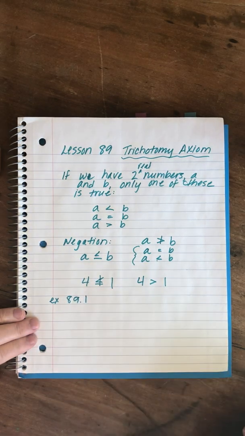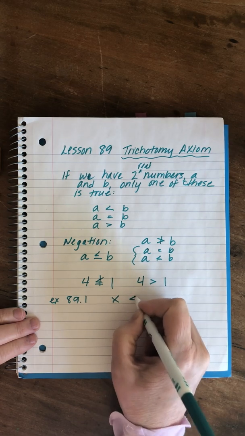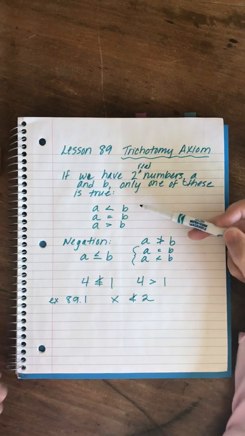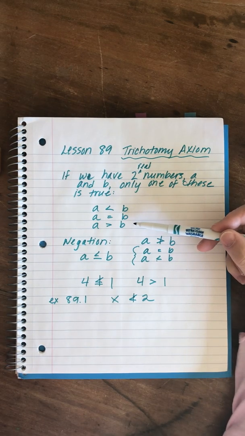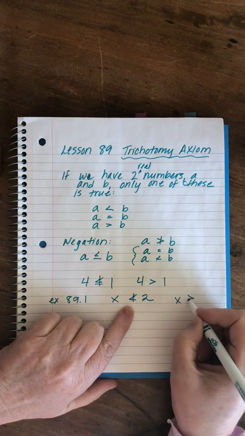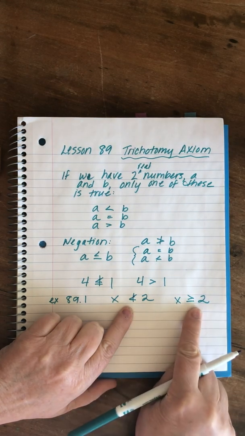So here's 89.1. Graph on a number line. X is not less than 2. Okay, I mean, if you want to look at this written down, you can, but honestly, it's just in your brain. You know this is true. If it's not less than 2, then X could be greater than 2, or it could be equal to 2.